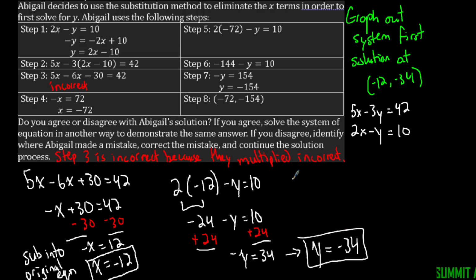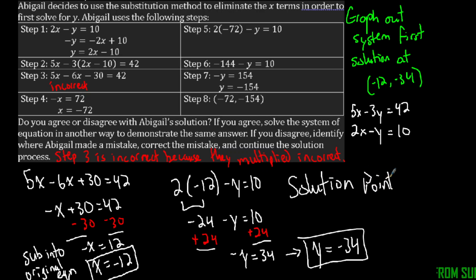So there's our answer, and our solution point should be at negative 12, comma, negative 34, which is what we found originally when we graphed. So make sure you can see how I use those steps. Again, I use all 3 methods in this problem to come up with a solution. We said that we disagree because we identified a mistake in step 3. And we figured out what the solution should be by graphing, but also using the method of substitution to find what our variables would actually be.